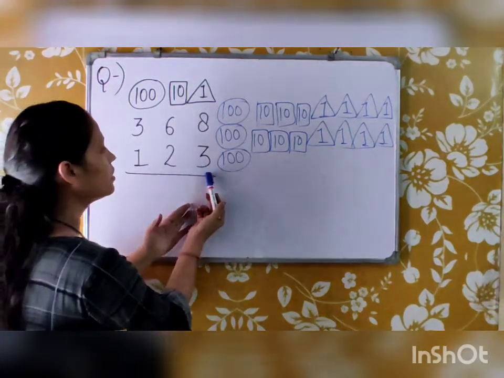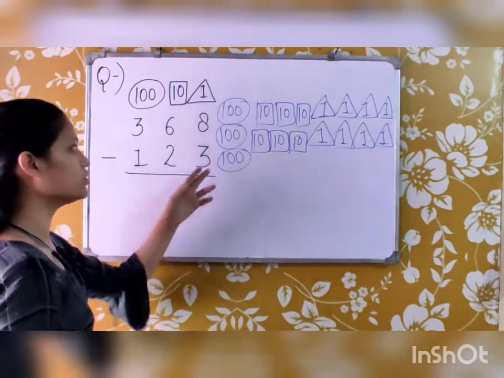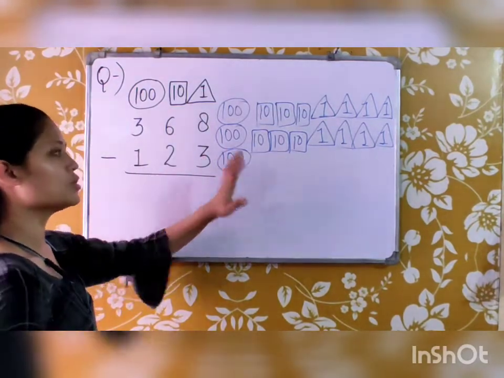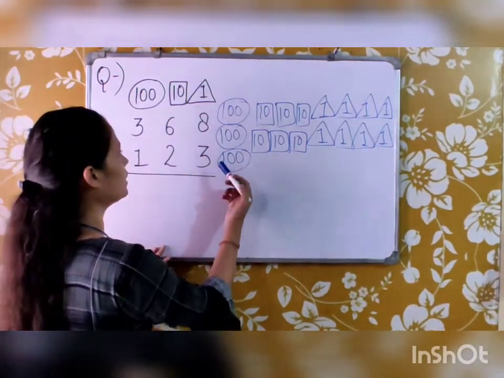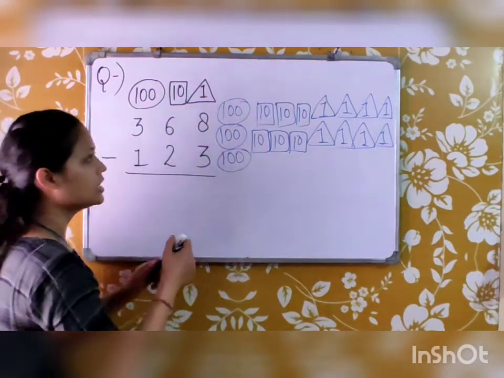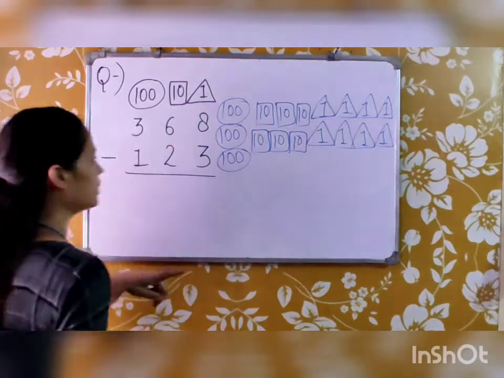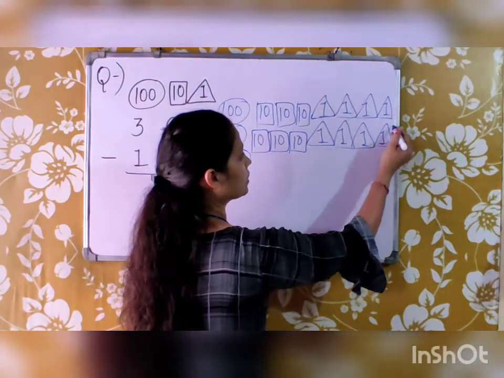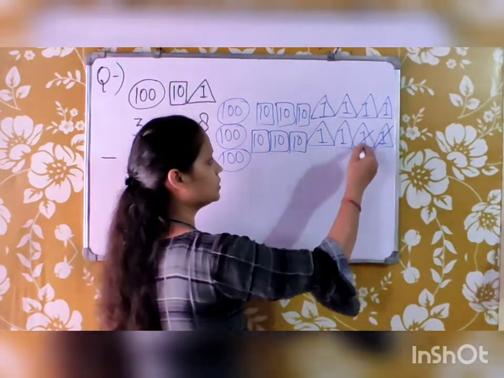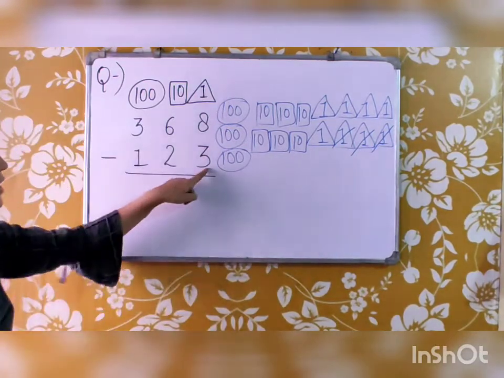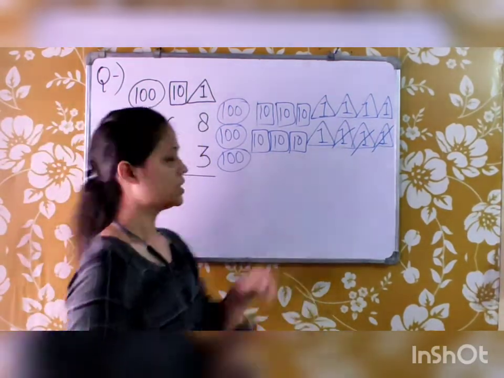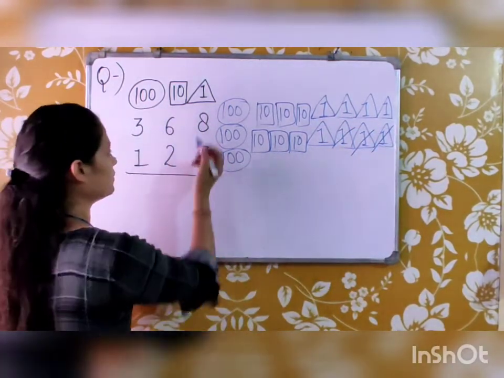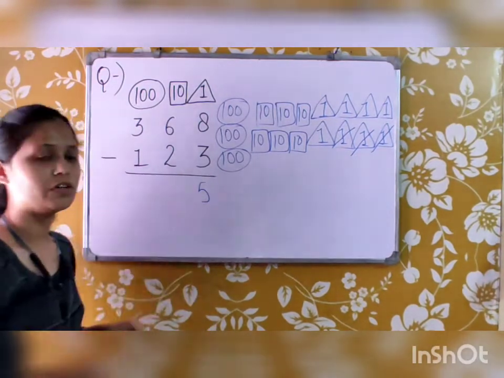See, in the ones place we have to subtract 3. Or if you know, you can subtract it directly also. But if you want to do it like this, you can do it like this also. So 8 minus 3. These are 8, and we will cut 3 from them: 1, 2 and 3. Now how many are left? 1, 2, 3, 4 and 5. So 8 minus 3 is 5. We will write 5 here.